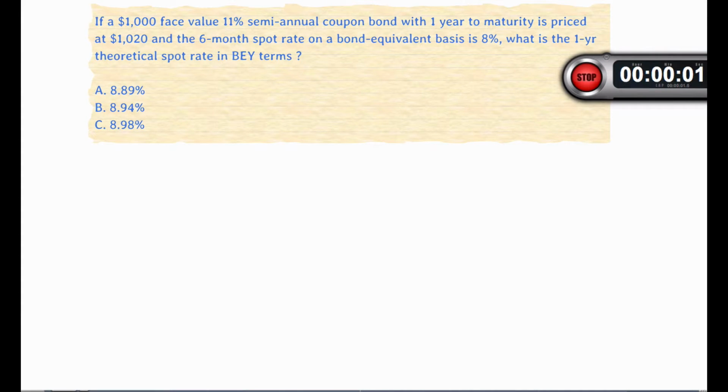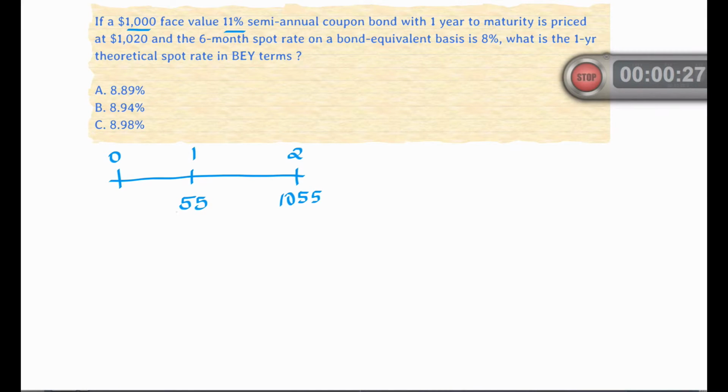So here we're given a bond and its present market price along with a 6-month spot rate, and we're asked to calculate the implied 1-year theoretical spot rate. The best way to attack these problems is always with a timeline. So given that it's a $1,000 face value 11% bond, there's a $55 payment that occurs in period 1. And a final payment which includes the face value of $1,000, so it's $1,055.